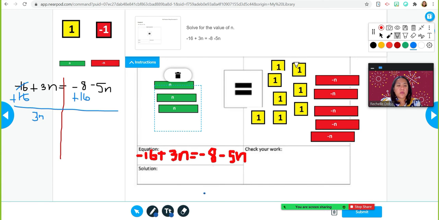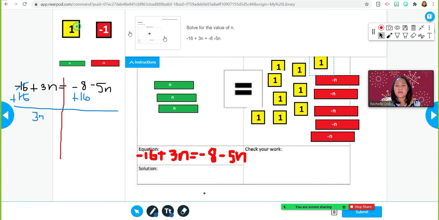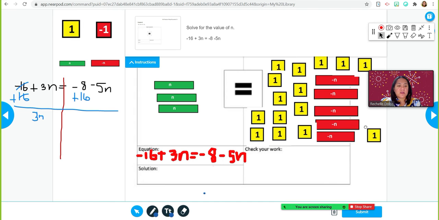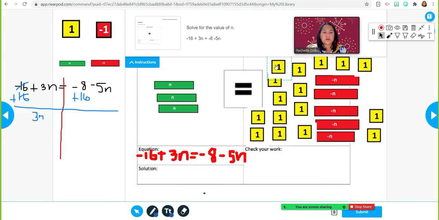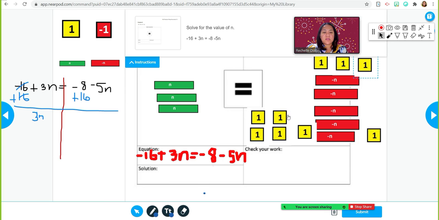Now here, we drag 1, 2, 3, 4, 5, 6, 7, 8, then 9, 10, 11, 12, 13, 14, 15, and 16. Those are the 16 on the right side. Now we need to do the zero pair. So let's see. Cancel, zero pair. Cancel, delete.